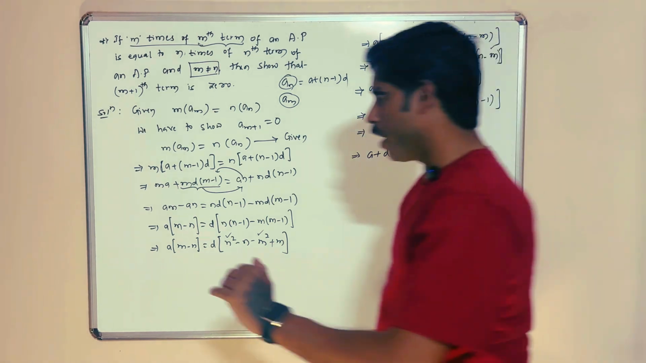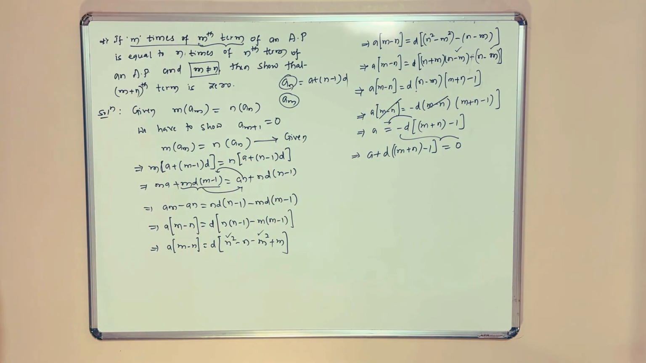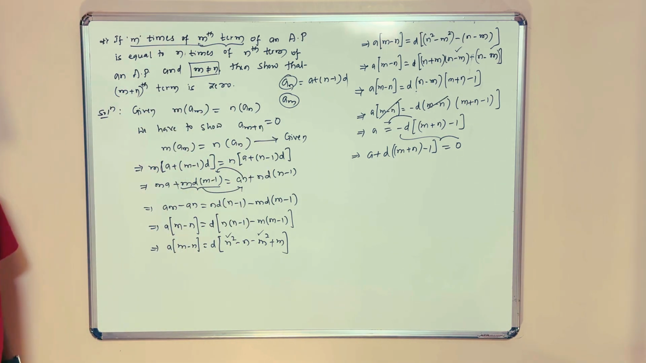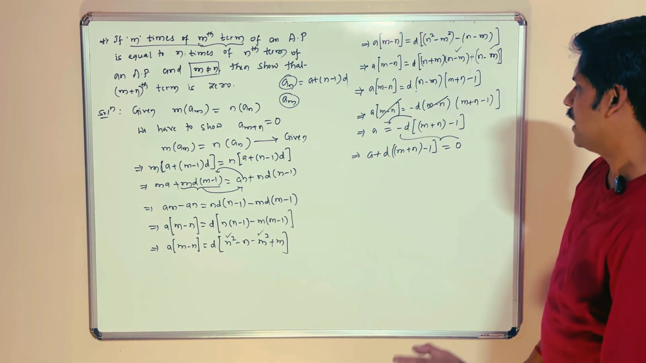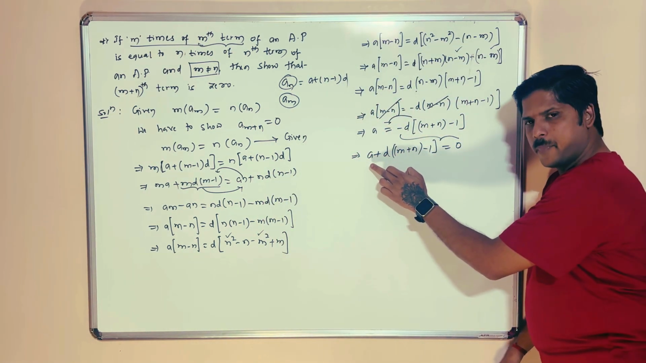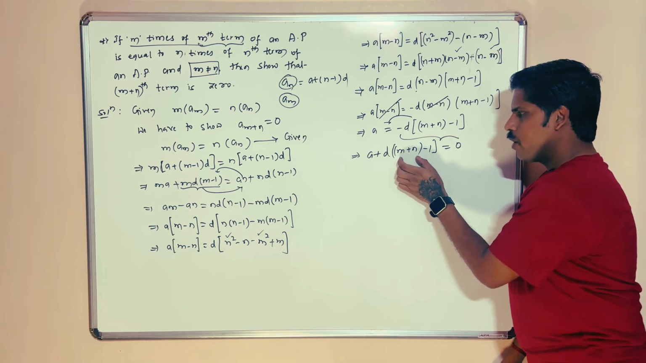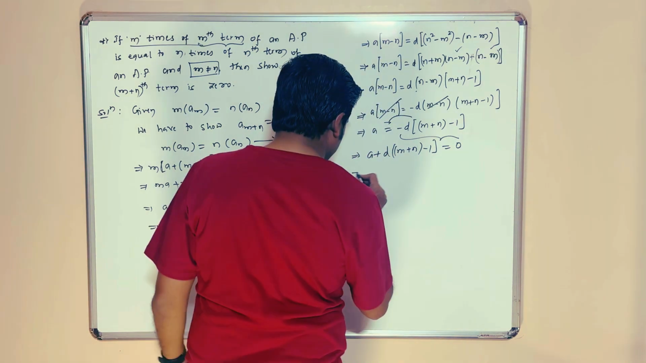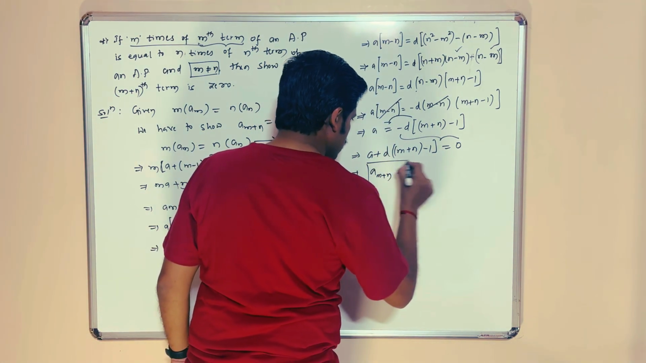So here what is the question? The (m plus n)th term is 0. The (m plus n)th term. Here, in place of a we have the first term as it is, and in place of n we have m plus n. That is the (m plus n)th term. So this can also be written as a_(m+n) is equal to 0.